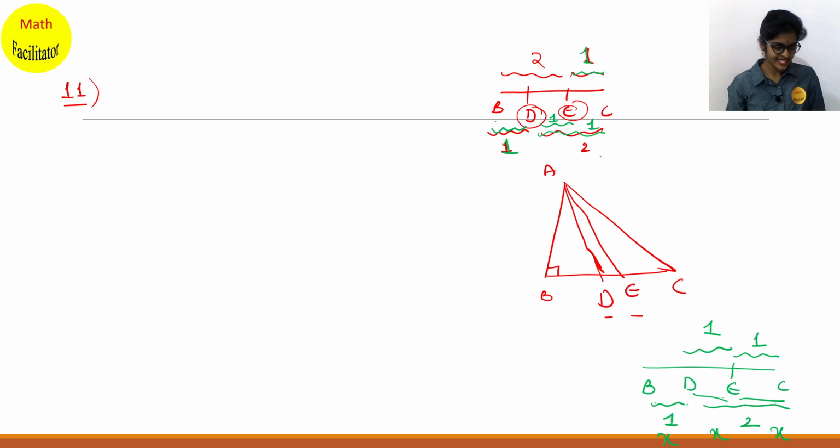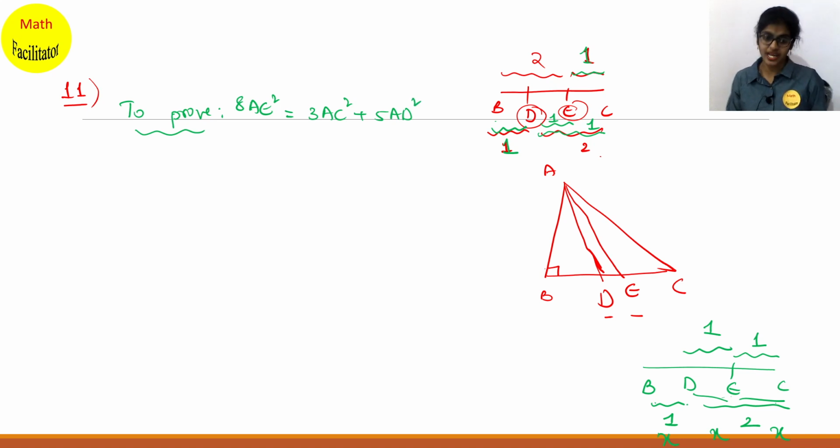Clear? So let's start solving now. Let's read the question. In the given figure, ABC is a triangle, right angled at B. D, E are points of trisection. And you have to prove, just see, to prove 8 AE square is equals to 3 AC square plus 5 AD square. Okay. So 8 AE square is equals to 3 AC square plus 5 AD square.